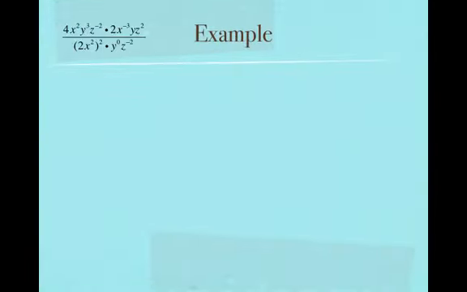And here's that example. Again, the first thing we want to do is simplify the expression inside the parentheses. On the bottom of this fraction, we have 2x squared, squared. Simplify that, and we get 4x to the 4th. Remember, we're taking 2, squaring that to get 4, and then for the exponents, we just multiply.